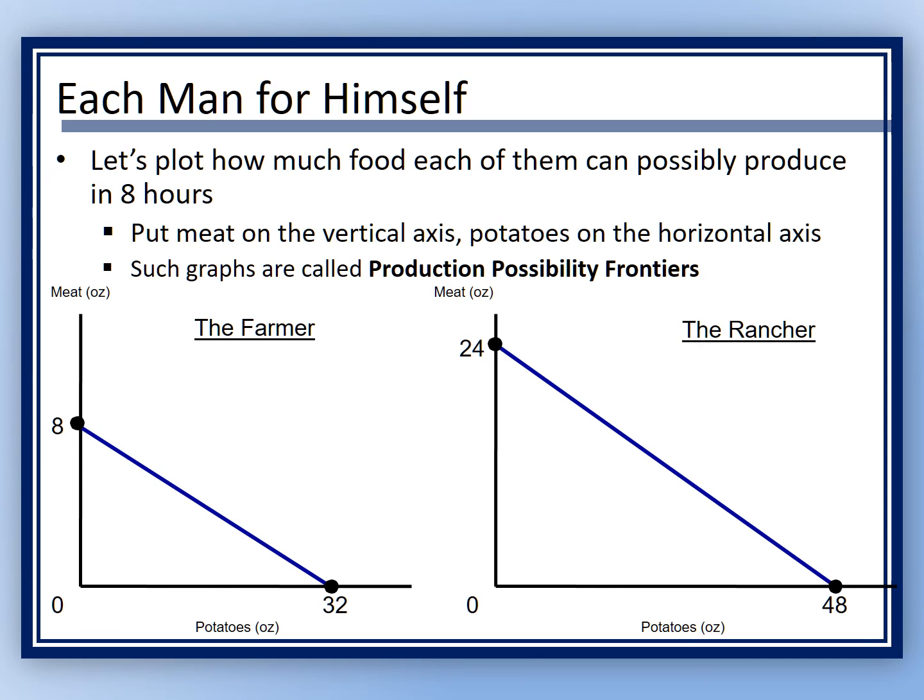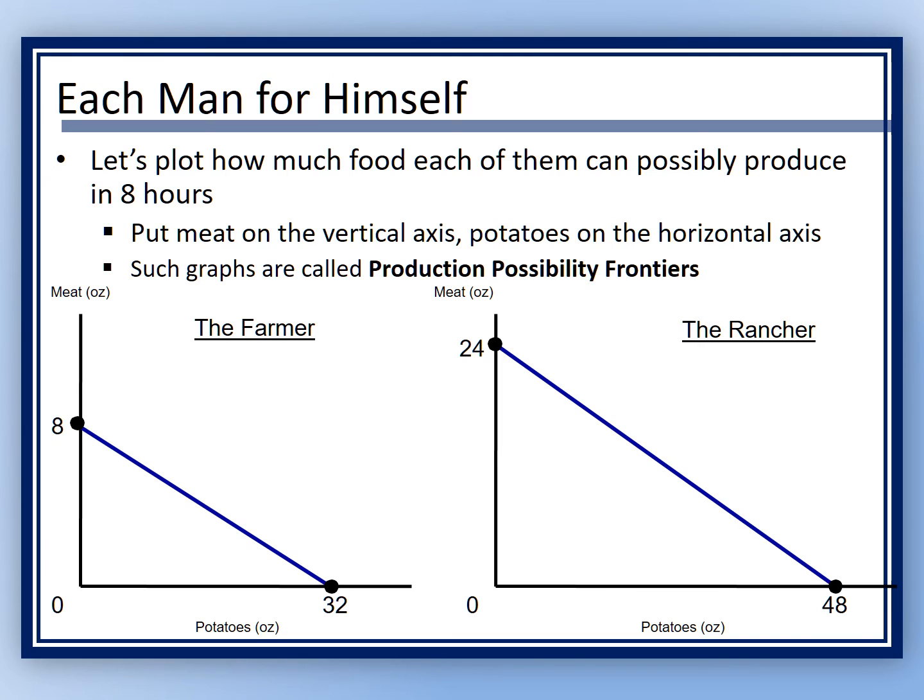And every line on this blue line for the rancher, notice it's higher because the rancher is faster. He can produce 24 ounces of meat in 8 hours and 48 ounces of potatoes in 8 hours. So he has a higher line, he can produce more. The line indicates what is possible, which is why it's called a production possibility frontier.